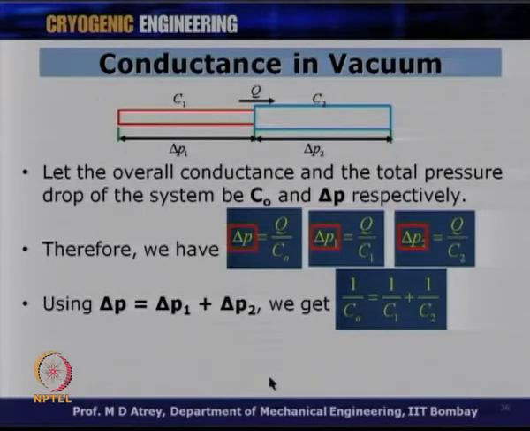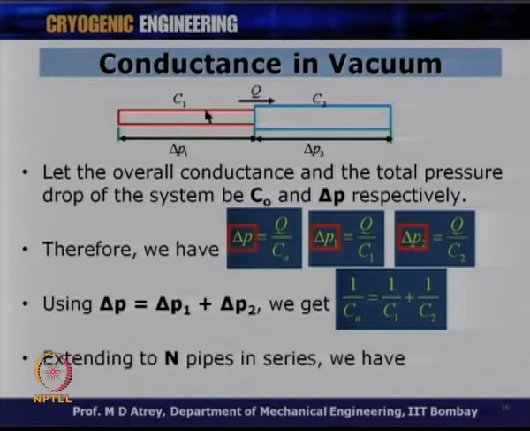What does it mean? It means that when the two pipes are connected in series, the effective or overall conductance of these pipes, with respective conductances C1 and C2, will be 1 by C0 is equal to 1 by C1 plus 1 by C2. And this is what happens with resistance in series: overall resistance R0 is equal to R1 plus R2. Same thing happens over here when the conductances are connected to each other in series.